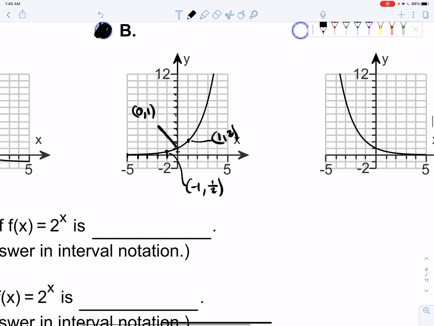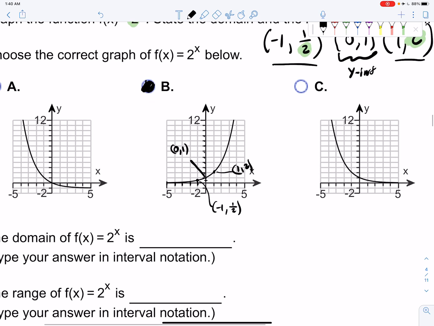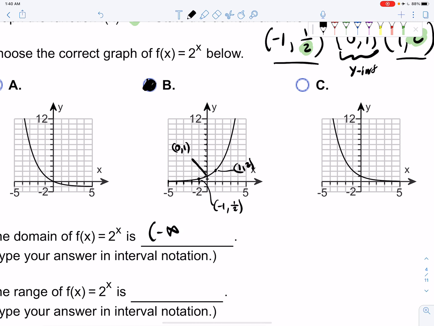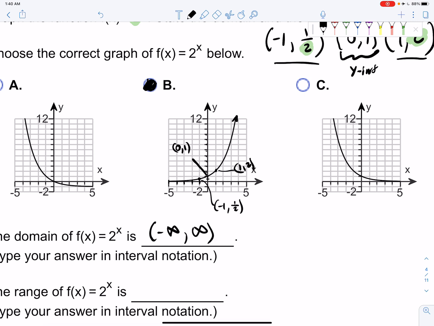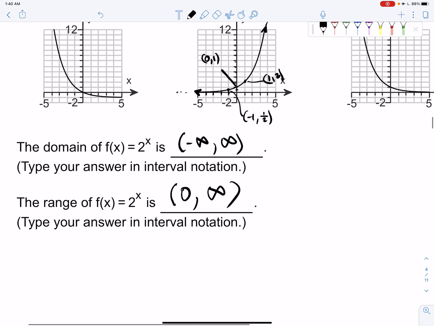Well, they would like us to answer the domain. Now we know the domain of all these exponential functions is going to be all reals. That's an easy question, and you could see it. This is going up to the right forever and to the left forever. That's going to be all reals for the domain. The range, however, never quite gets to 0. It's settling in, but never gets to 0. So it has to be open at 0, and it goes forever up, up, up, up. So that's positive infinity. Okay.